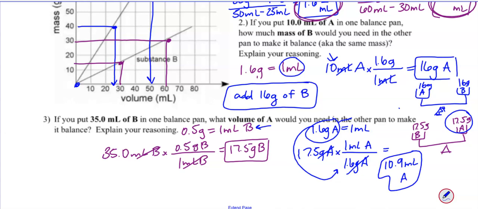Let's go ahead and worry about sig figs when you come back. I want to have a discussion and practice. For now, don't stress out too much with these density calculations. So 10.9 milliliters of A is equivalent to 17.5 grams.